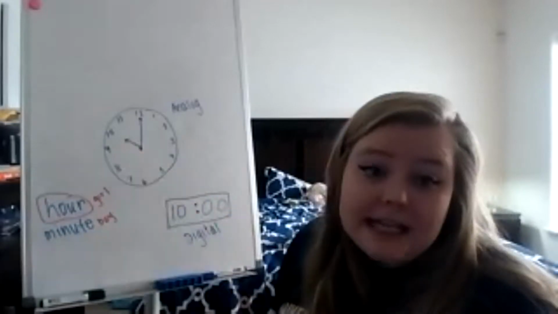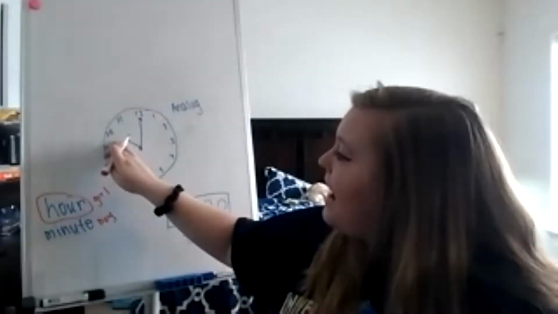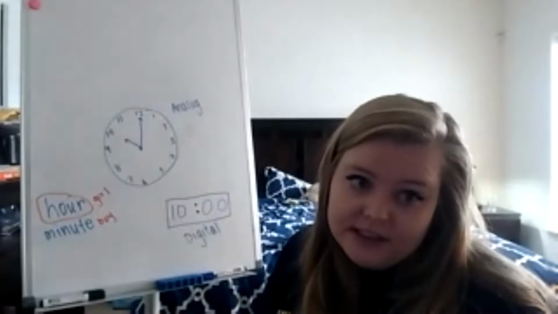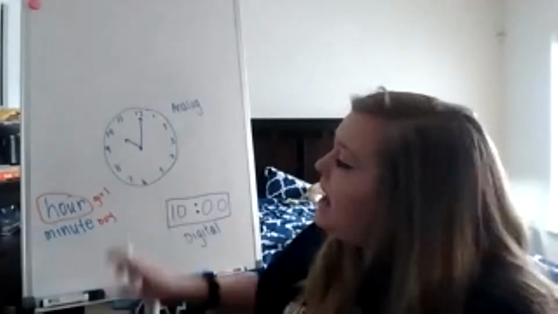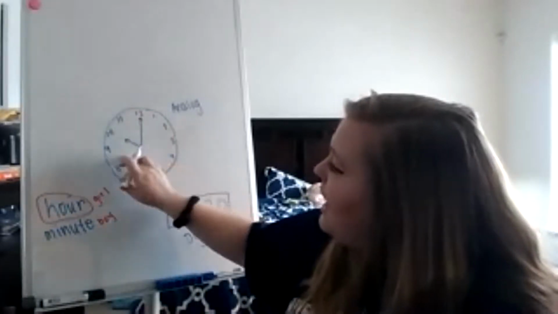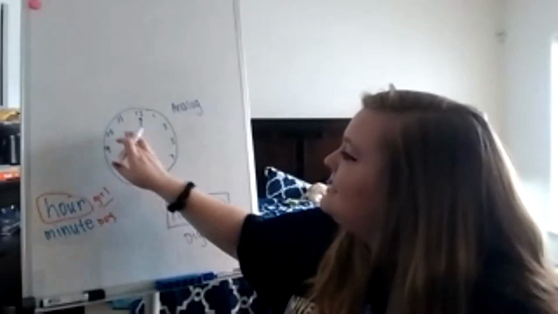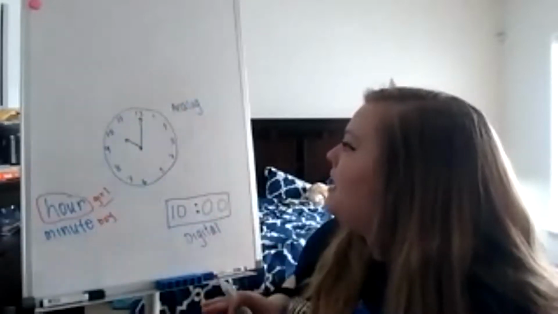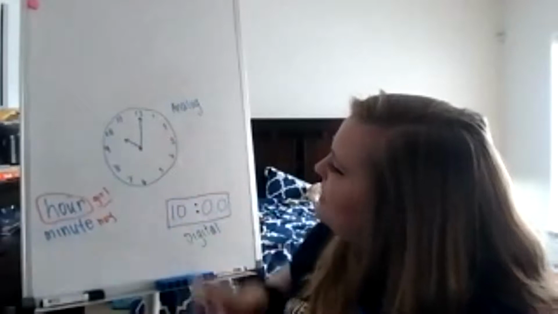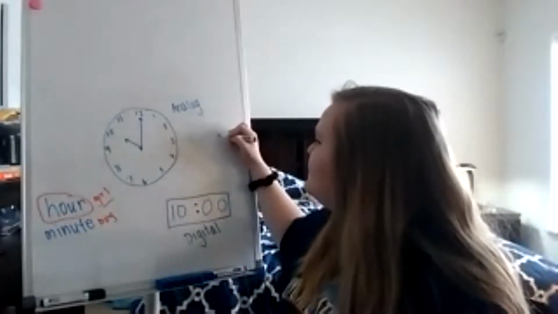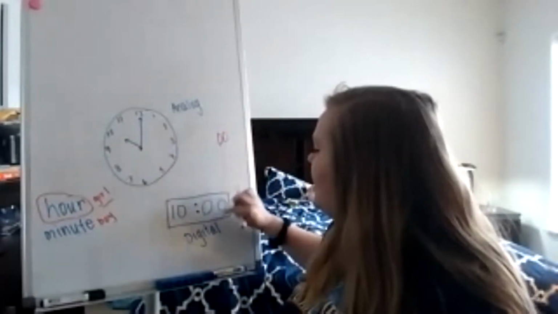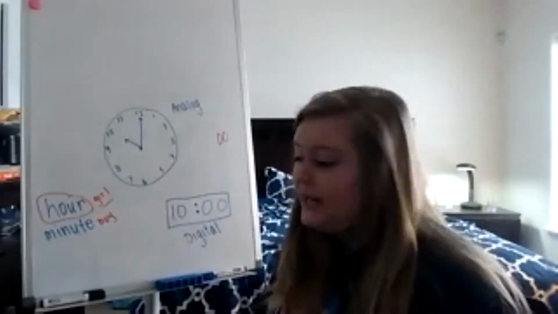So when we read the time, the shorter hour hand is what we read first. So when I'm reading this clock, I know that I'm going to read the shorter hand first because ladies go first. It's pointing to the 10, so I would say 10 o'clock. When my minute hand is pointing straight up at the 12, I know there are 0 minutes.